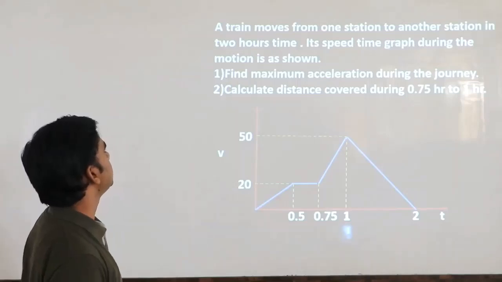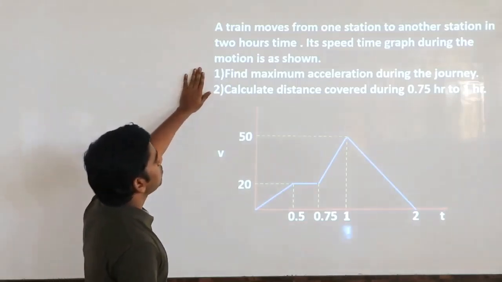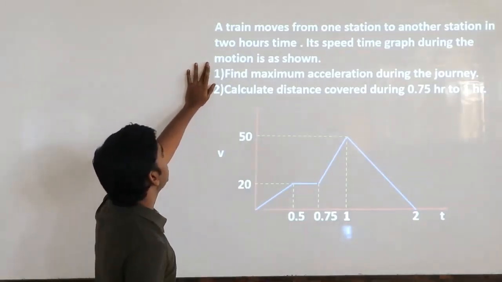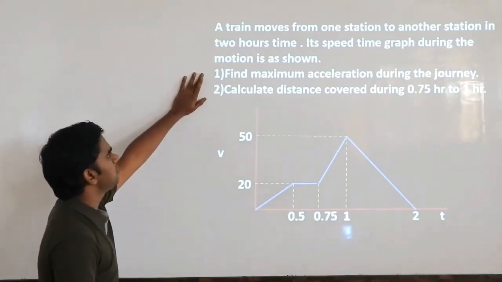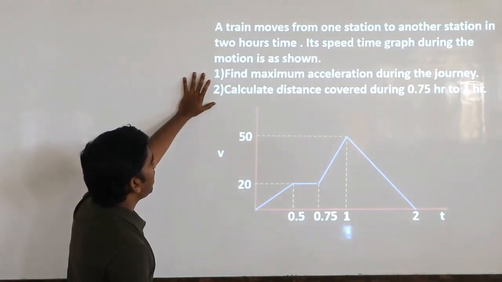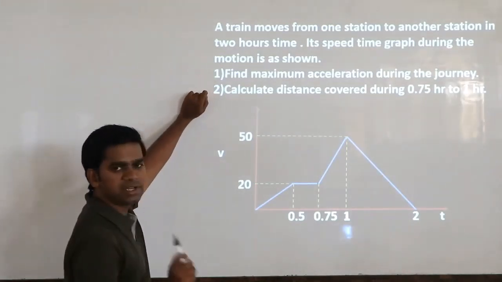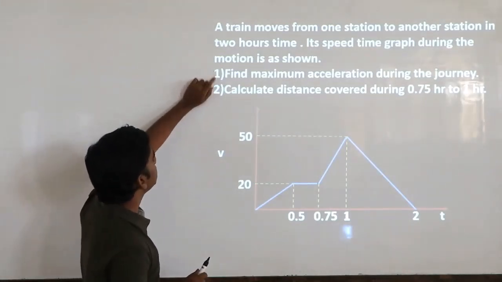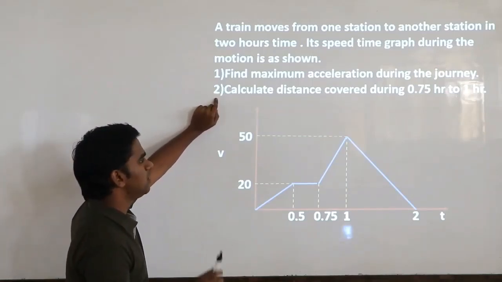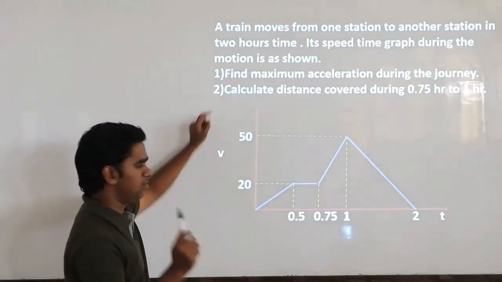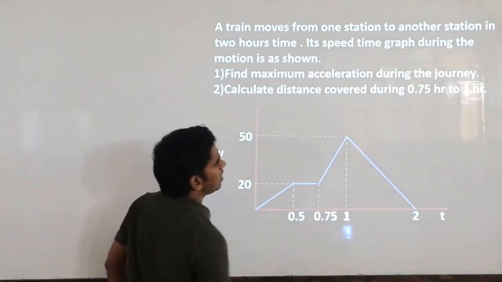That is the first question. A train moves from one station to another station in 2 hours of time. Its speed-time graph during motion is as shown. Find the maximum acceleration during the journey. The second question is, calculate the distance covered during 0.75 hour to 1 hour.